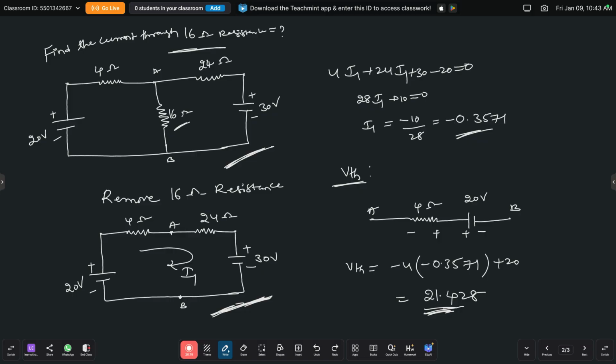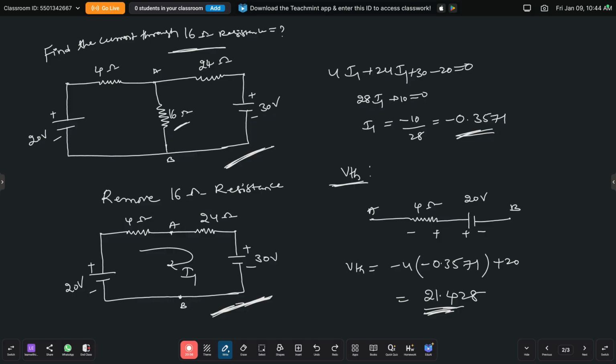So first, to find the current, suppose the question asks to find the current through the 16 ohm resistance. In the first step we remove the 16 ohm resistance and find the current in that particular circuit by applying nodal or mesh. Suppose here I am applying mesh analysis. Just assume the current direction, either clockwise or anti-clockwise. Here I am taking the current in the clockwise direction, and by applying mesh we get the current I equal to minus 0.3571.